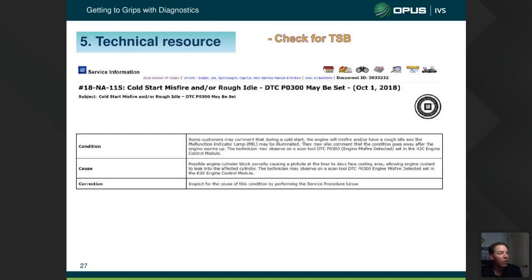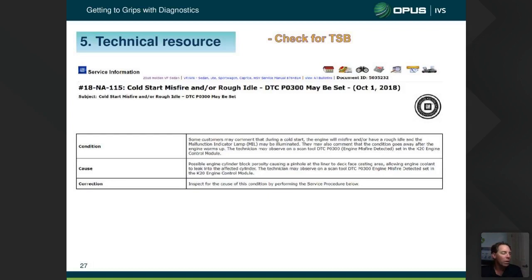We found it. The cause: a possible engine cylinder block porosity causing a pinhole at the liner's deck face casting area, allowing engine coolant to leak into the affected cylinder. The technician may observe on a scan tool engine misfire detected in there. So how the hell are you ever going to find that? You're going to spend hours and hours and hours looking.